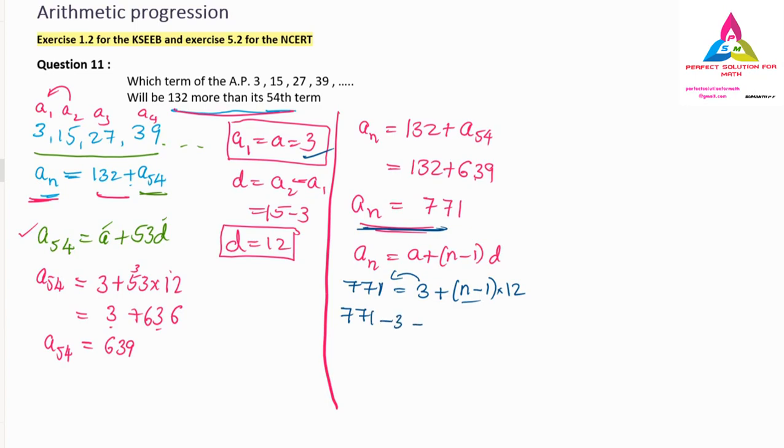771 minus 3 is equal to (n minus 1) into 12. So 771 minus 3 is nothing but how much? 768. That is equal to (n minus 1) into 12. So 768, the 12 we will bring this side, so it will divide because it is multiplied.